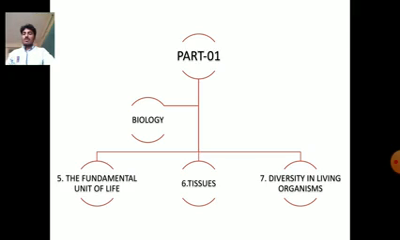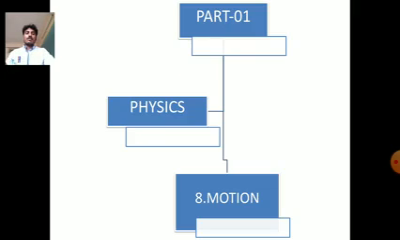Next one is tissues. In this chapter, we learn what a tissue is. Are plants and animals made of the same type of tissues? First, we learn what plant tissues are. The plant tissues are meristematic tissues and permanent tissues. The next chapter is diversity in living organisms, where we learn about the basic classifications.